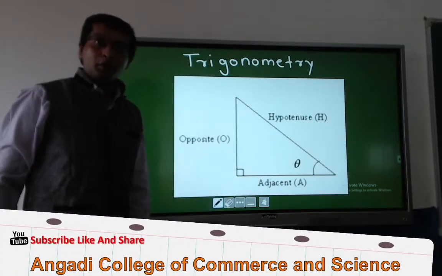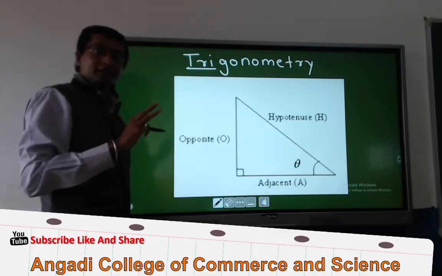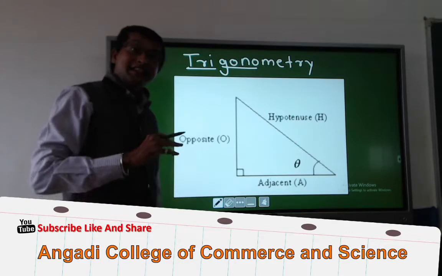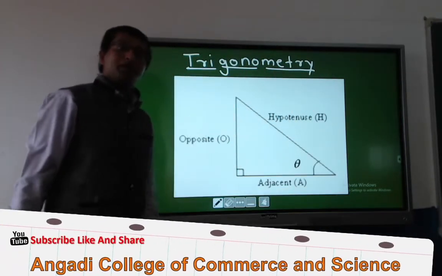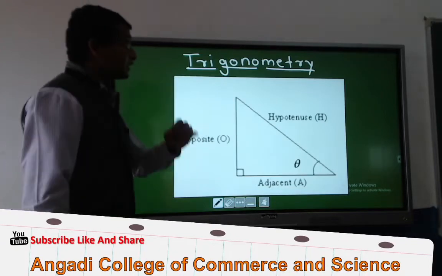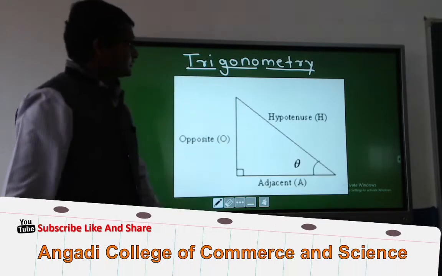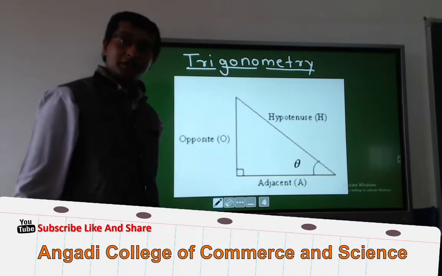So this is trigonometry. Trigonometry means: tri means three, gono means a size, and metry means a measurement. This is a Greek word. Trigonometry is a Greek word. Tri means three, gono means a size, metry means a measurement.